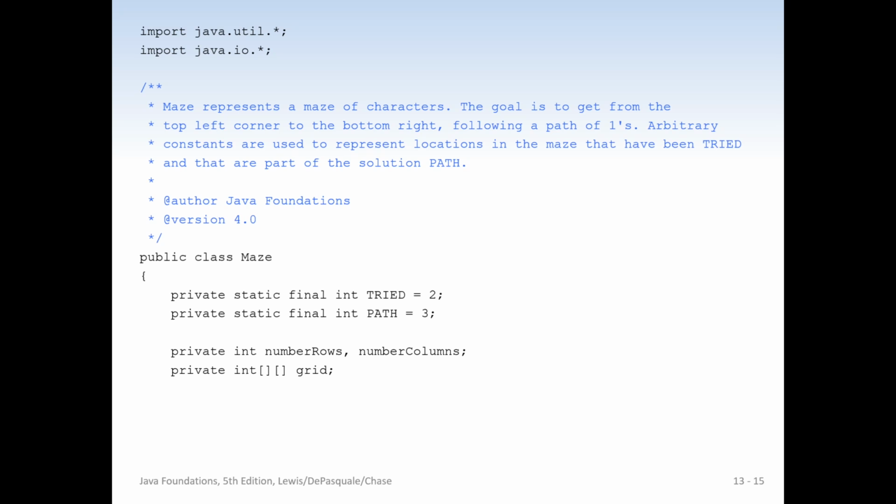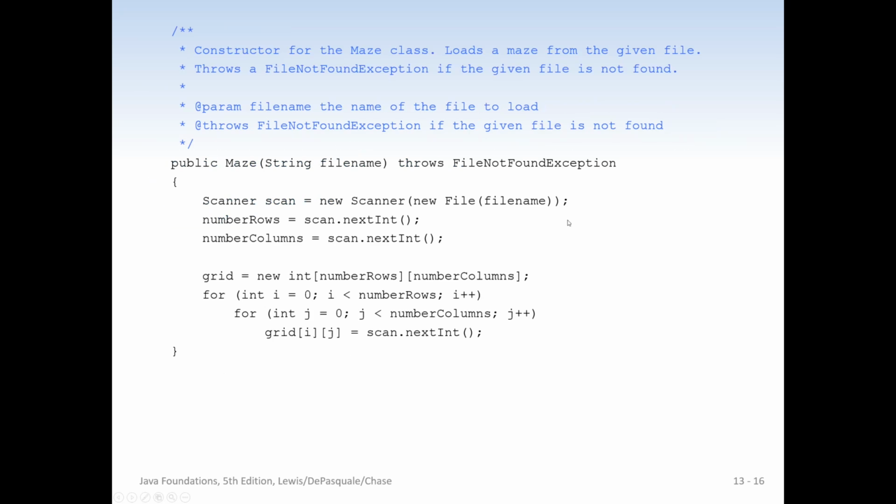All right, so let's look at our code here. We have some constants that we're going to declare. TRIED equals 2, PATH equals 3. We're going to have private int numRows, numColumns. So that's going to be the size of our matrix. And then we're going to have a private int two-dimensional array called grid.